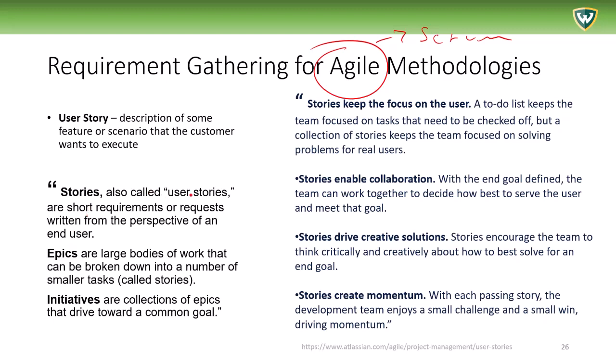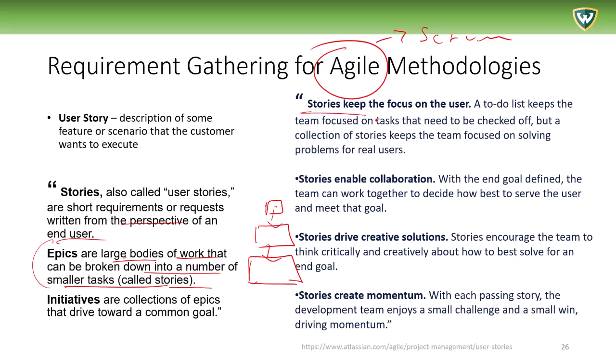Stories, also called user stories, are short requirements or requests written from the perspective of an end user. Then they have this term for epics, which is a collection of stories, large bodies of work that can be broken down into a number of smaller tasks called stories. So it's just a bunch of stories. And then initiatives are a number of epics. So it's a basic hierarchy of stories, then epics, and then initiatives.